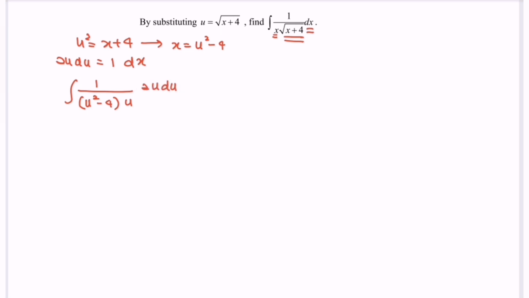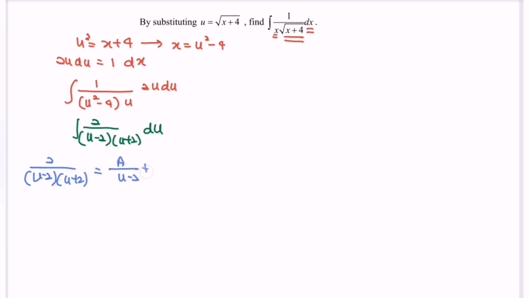Kindly simplify the situation. If we simplify, we have the integral which becomes 2 over u minus 2, u plus 2, and then du. Notice that we make use of partial fractions. Kindly focus on this part, where we have 2 over u minus 2, u plus 2. The basic structure is a over u minus 2 plus b over u plus 2. Why a and b? Because referring to the denominator, we have linear factors, so the numerator will be a constant. So 2 equals a multiplied with u plus 2 plus b times u minus 2.